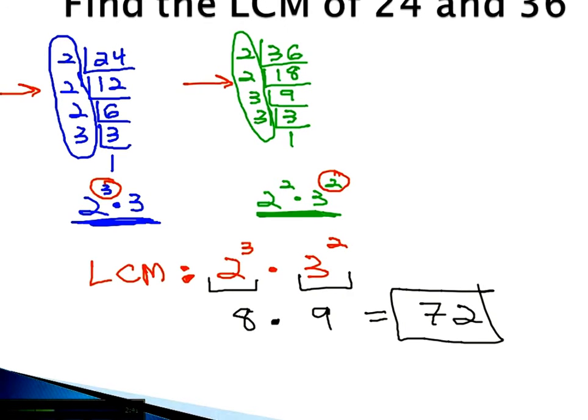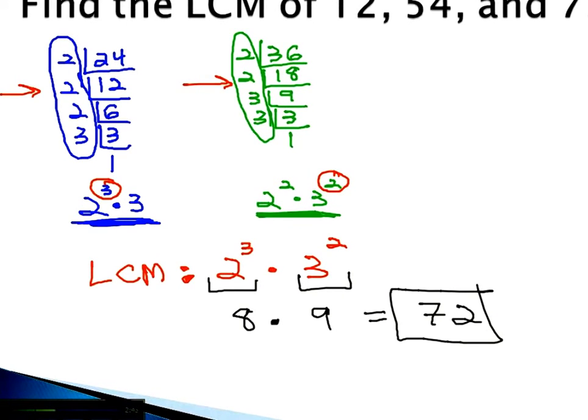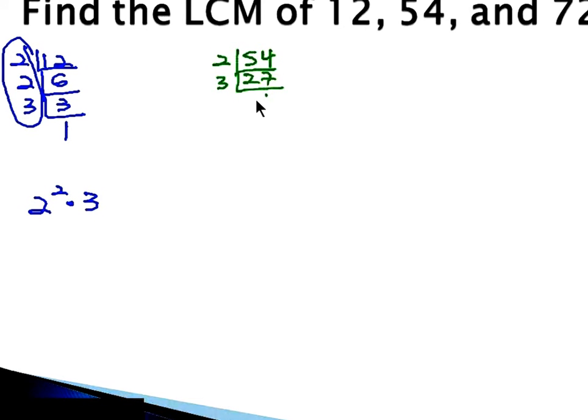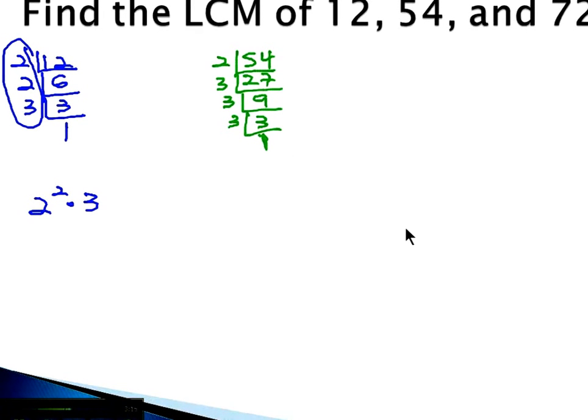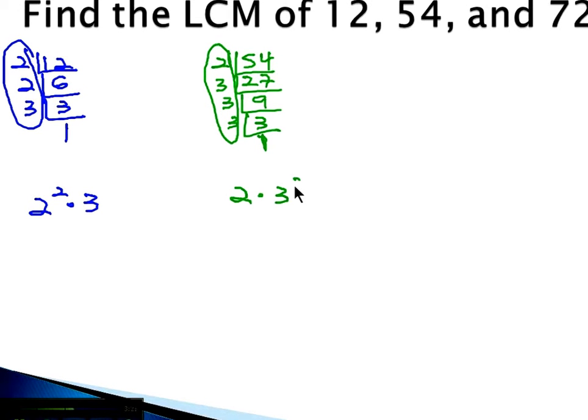The nice part about the prime factorization method is it works just as well when we have 3 numbers. Let's take a look at this one. Finding the prime factorization of 12, divisible by 2 6 times, divisible by 2 3 times, divisible by 3 once. So it is 2 squared times 3. Finding the prime factorization of 54, it's divisible by 2 27 times, which is divisible by 3 9 times, which is divisible by 3 3 times, and divisible by 3 once. The prime factorization of 54 is 2 times 3 cubed.